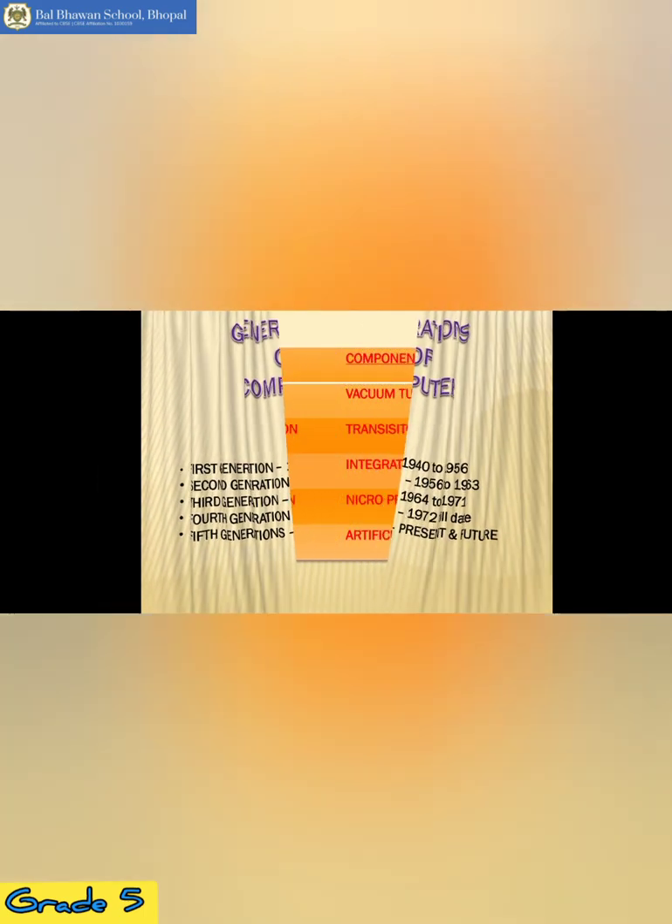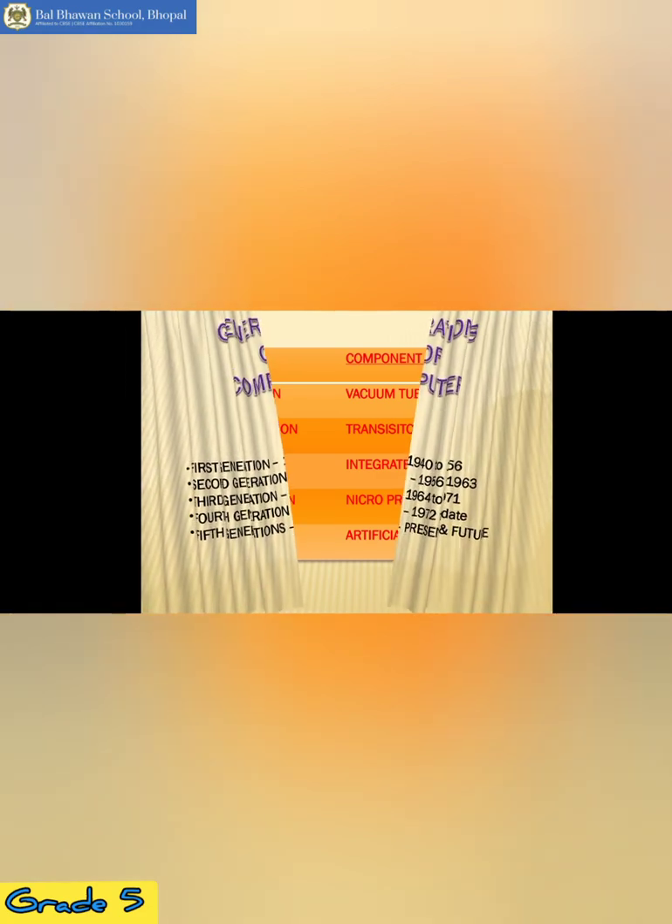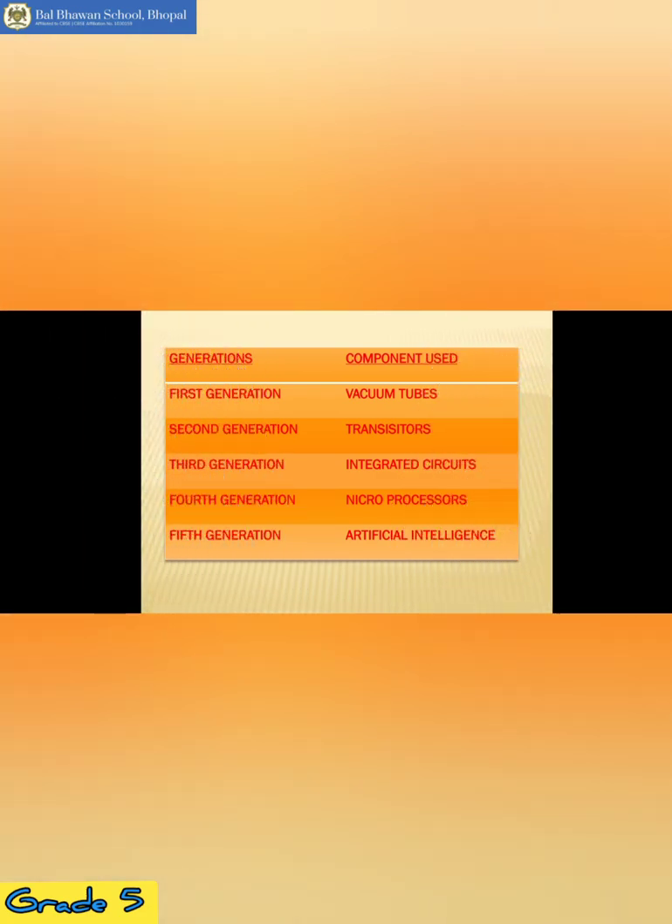Now, there were a few main components which were used in all these 5 generations. First generation used vacuum tubes as their main components. Second generation used transistors. Third generation used integrated circuits. Fourth generation used microprocessors. And fifth generation used artificial intelligence. Now, if you want to go in depth on this topic, kindly view the videos which we have uploaded earlier on YouTube.